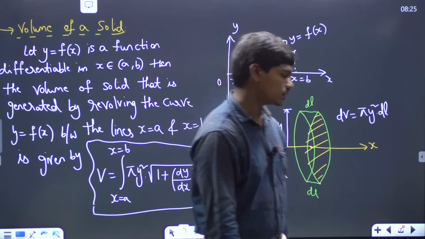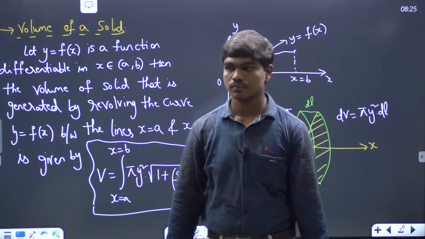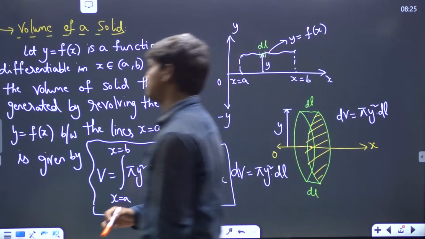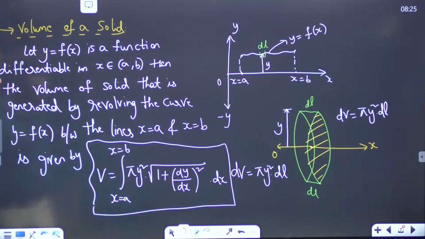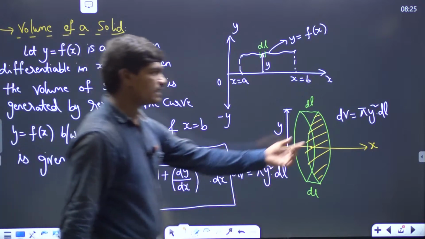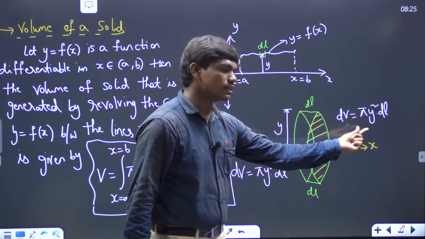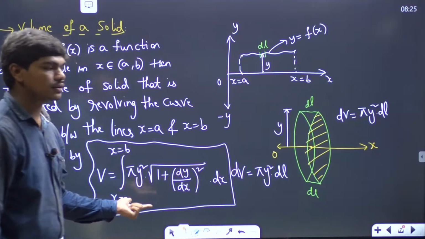So please take this. Is it okay to all of you? Why did I write this small volume dV as pi y square dl? Then I'm applying this integration.